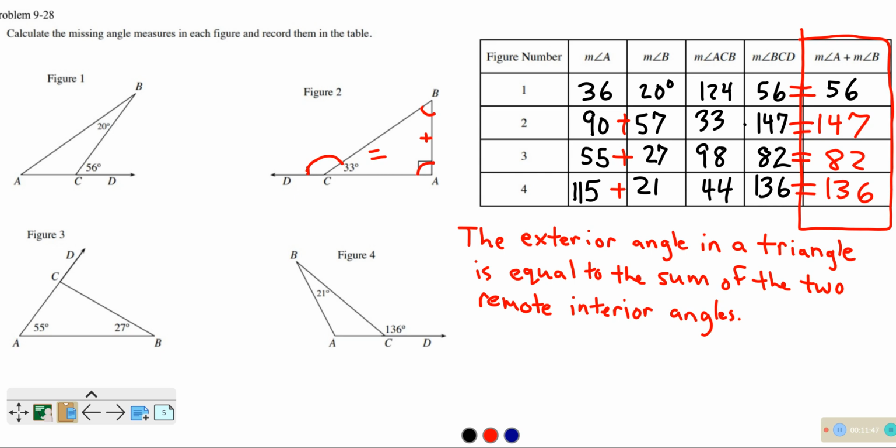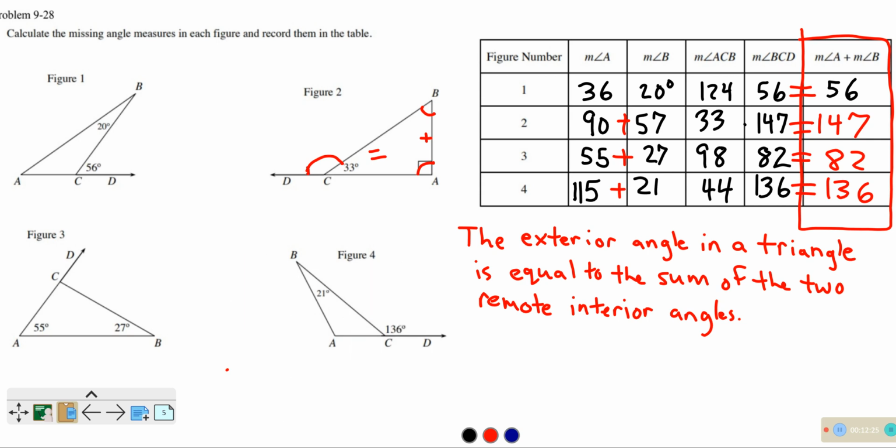Okay? You should have this written down somewhere in your notebook. The exterior angle is equal to the sum of the two remote interior angles. And you say, why is that helpful? Well, notice the shortcut. Instead of doing 180 minus 136 to get 44, and then subtracting again 180 minus 21 minus 44, okay, notice all the steps.